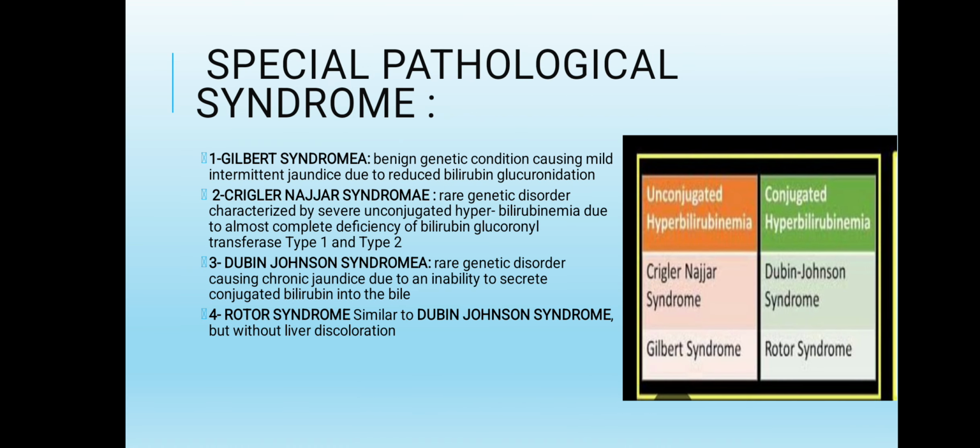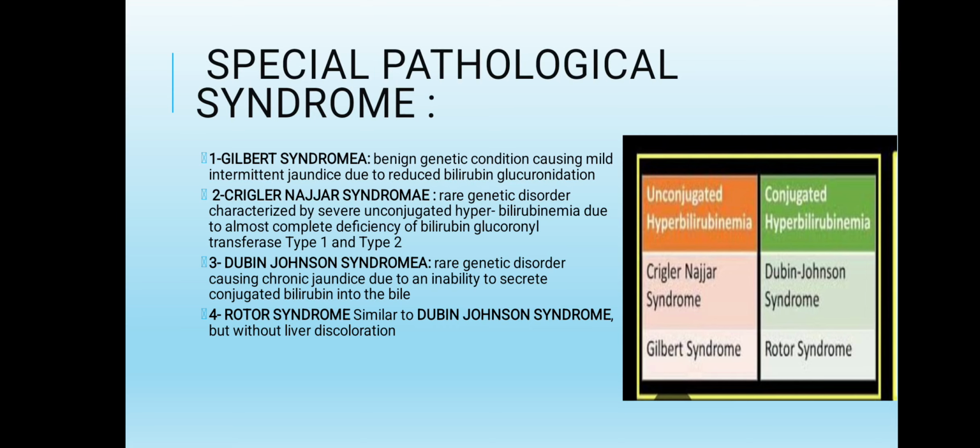Then we will discuss the special pathological syndromes. The first one is Gilbert syndrome, a benign genetic condition causing mild intermittent jaundice due to decreased bilirubin glucuronidation. In Gilbert syndrome, unconjugated bilirubin level is elevated, and it is triggered by stress, fasting, or illness. Gilbert syndrome is asymptomatic but may cause mild jaundice, and no specific treatment is needed.